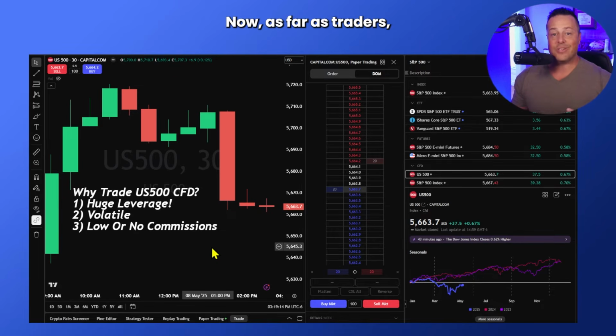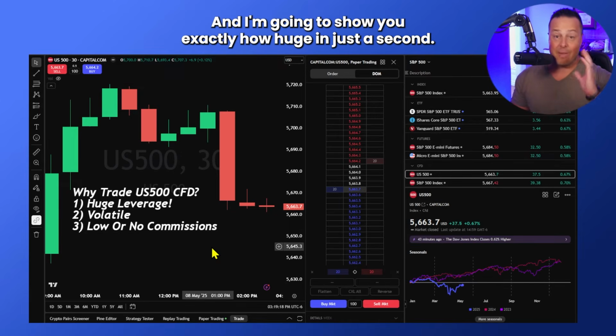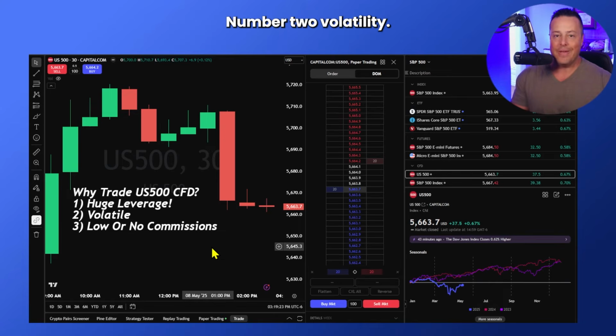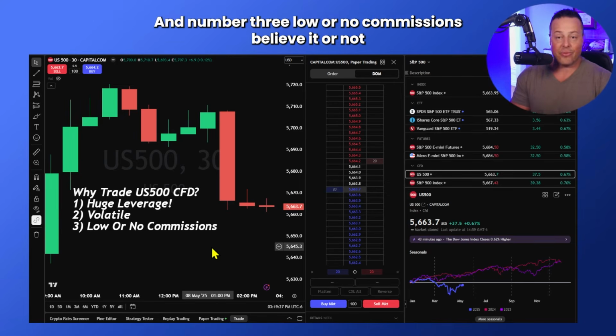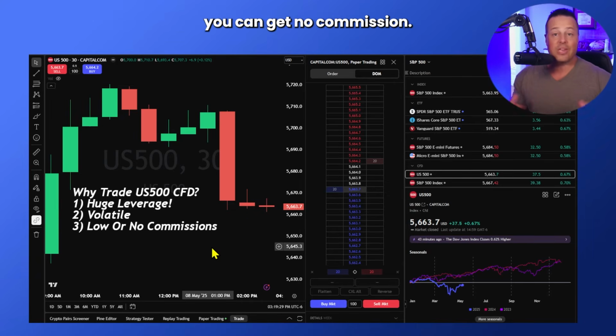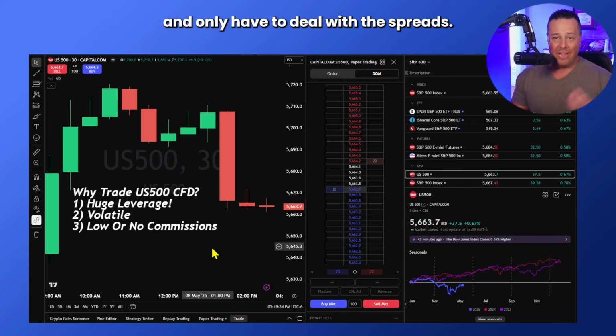Now, as far as traders, why would we trade the US 500 CFD? Number one, huge leverage, and I'm going to show you exactly how huge in just a second. Number two, volatility. You're going to see a lot of volatility just like you would in your futures contract. And number three, low or no commissions. Believe it or not, you can get no commission trading accounts to trade something like the US 500 and only have to deal with the spreads.